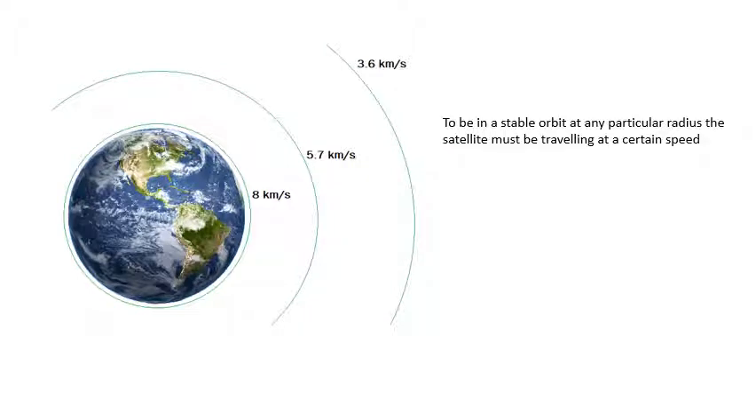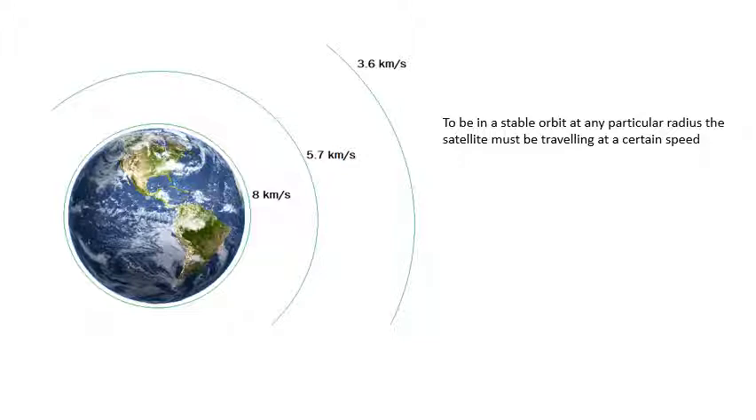Lastly, one last thing that we need to know. To be in a stable orbit at any particular radius, the satellite has to be traveling at a certain speed. So for a close orbit around the Earth, about 8 kilometers a second. As you move further away from the Earth, to be in a stable orbit, notice that the speed changes. As you move further away from the Earth, the speed needed for a stable orbit actually gets less.